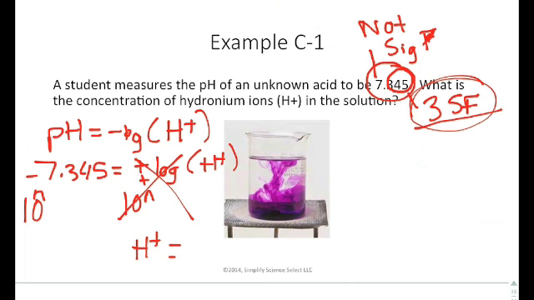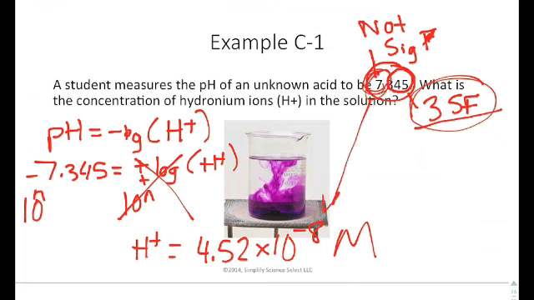So when you report 3 significant figures, the answer should be 4.52 times 10 to the minus 8th molarity. Remember, this and this match as far as how many places you moved the decimal over. These 3 significant figures match up with the 3 significant figures of the mantissa.